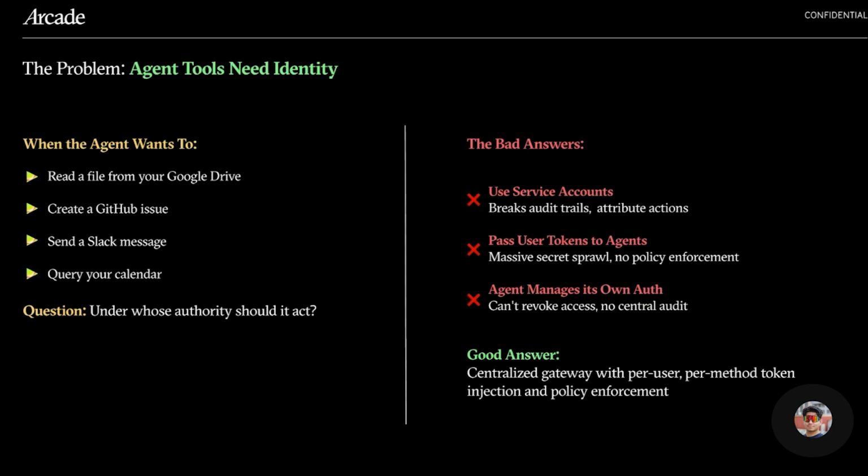A couple of the bad answers we had: what if we just use service accounts, right? And give the MCP server and the tools access to a super admin credential. But this breaks audit trails. You can't attribute actions, and then the tool server itself becomes a risk. We tried passing user tokens directly to the agent. Now, that's massive security sprawl. You have no policy enforcement, and again, it opens up your user tokens to be used by an LLM without you choosing to do that. How about if an agent manages its own auth? Again, same security problems, but you also can't revoke access, and there's no central audit.